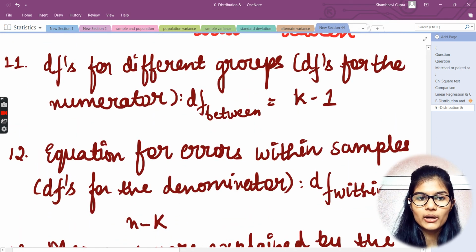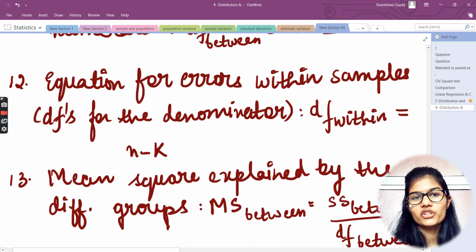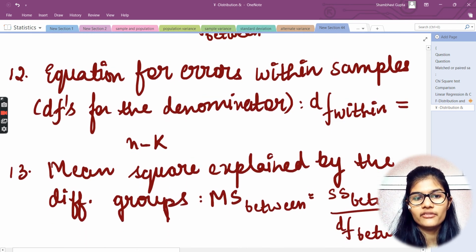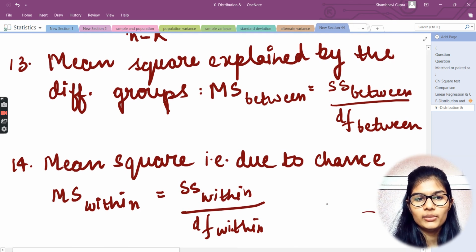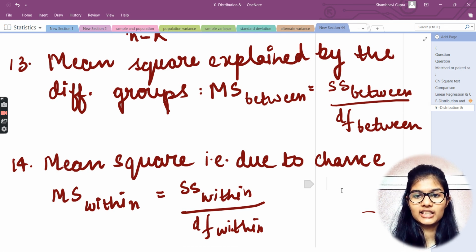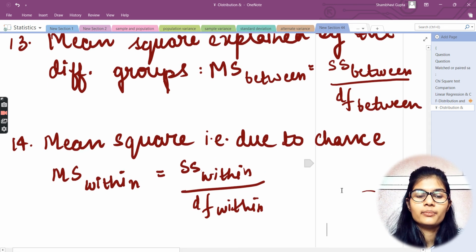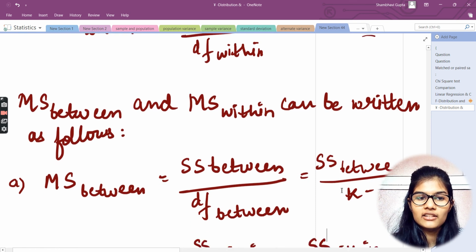Fine. Then we saw the DFs for the different groups. The DF for the numerator, DF between, is equal to k minus 1. Then the DF for the denominator, DF within, is equal to n minus k. Then we have the mean square explained by different groups, that is MS between, equal to SS between divided by df between. Next we have the mean square due to chance, so MS within is equal to SS within divided by df within.